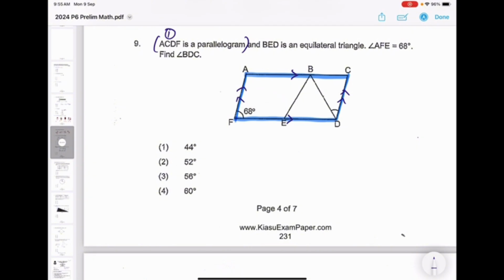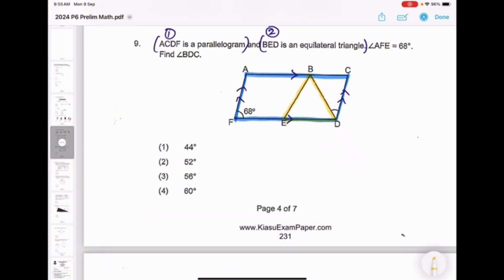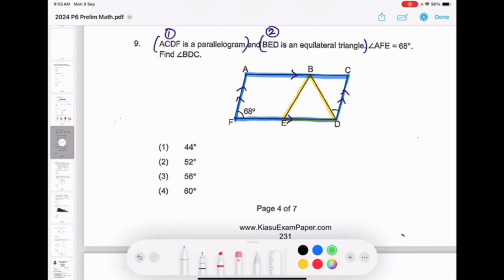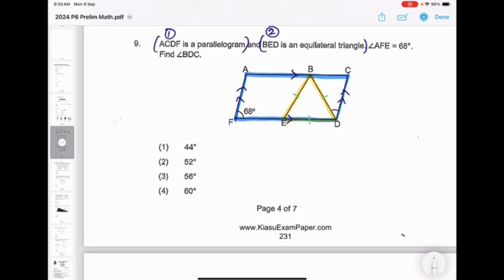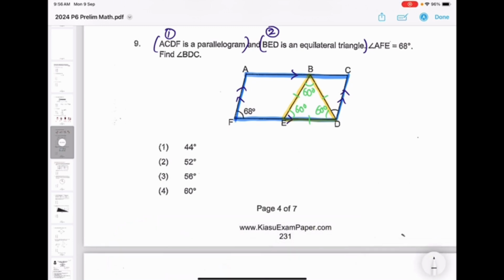Okay, let's look at the next part of the sentence. It says that BED is an equilateral triangle. BED, I'm going to highlight it as well, right over here. Okay, and when we have an equilateral triangle, what we can say is that all sides are the same and every angle inside is 60 degrees. Alright, moving on to the next sentence. It says that angle AFE equals 68 degrees. Now, what is the question asking us? The question is asking us to find angle BDC, which is right over here.